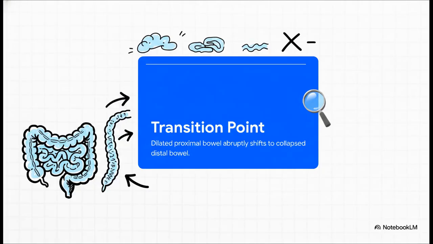Your tipping point here, it's the transition point. With an ileus, everything is just diffusely dilated everywhere. But a mechanical SBO has a very clear anatomical landmark. You'll see dilated, air fluid-filled bowel proximally that suddenly and abruptly shifts to completely collapsed bowel distally. Finding that transition point is your smoking gun.